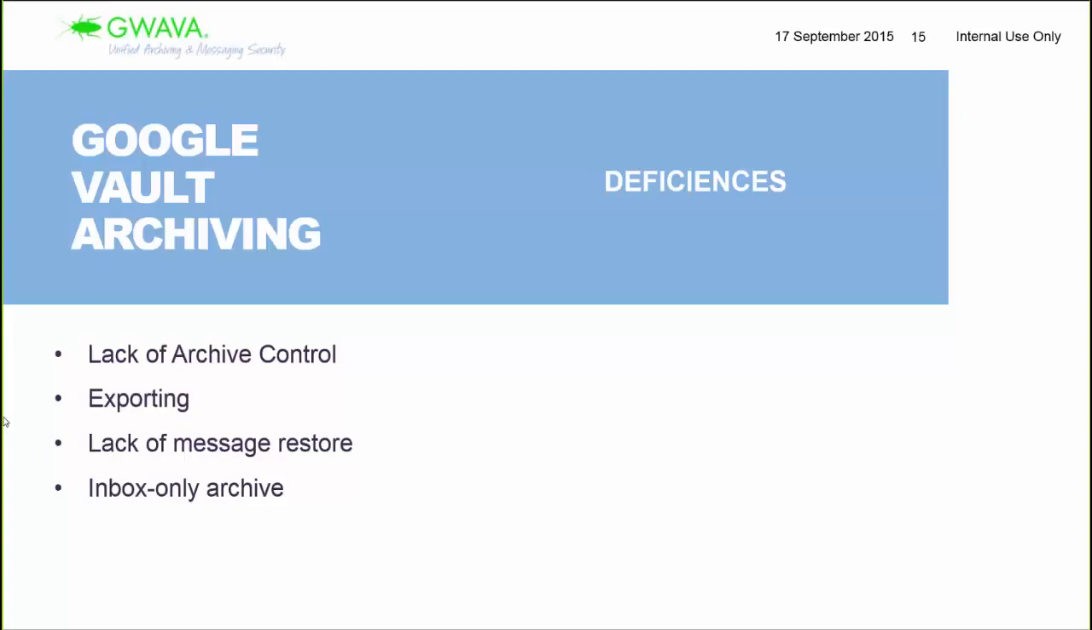Then you have this idea of message restore. If you have a user that inadvertently deletes a message from their inbox and they need to get that back, and you know that it's in the archive, it's difficult to restore it from Vault. Once again, you have to export a message to an Mbox file. Then you have to use a third-party solution to import the file into Gmail. Or you can use a third-party tool to change it to a PST and then use Google Apps Migration for Exchange to import it. That's no joke.